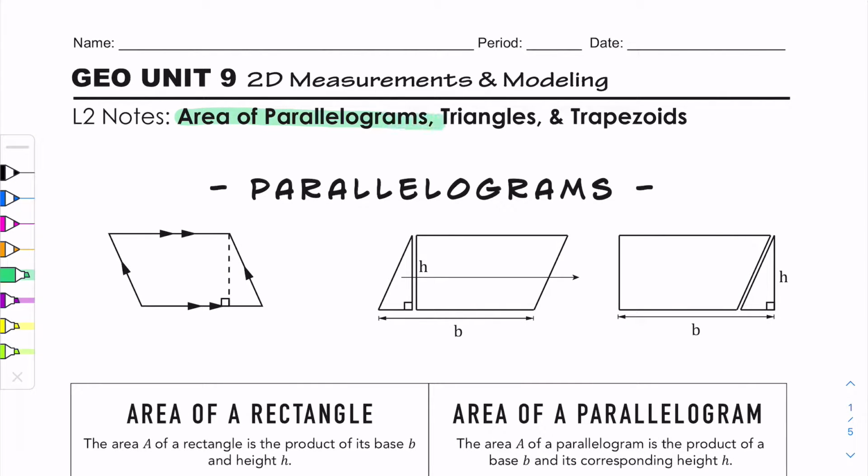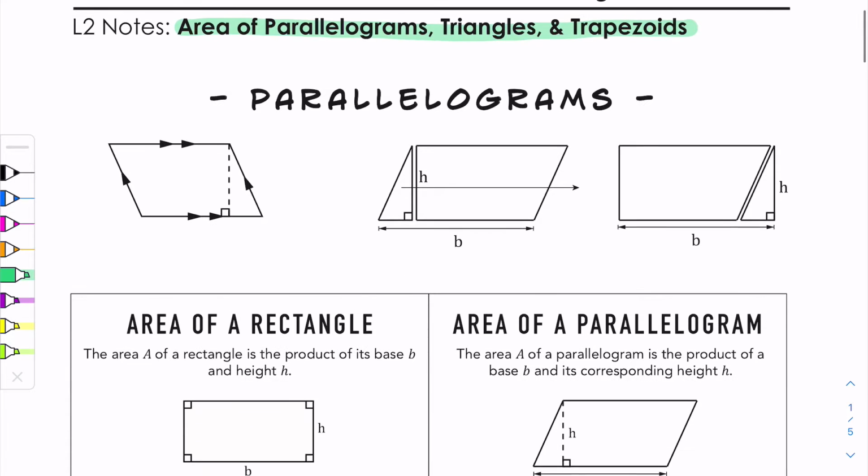The area of parallelograms, triangles, and trapezoids. We're going to start by looking at parallelograms. And within a parallelogram, which is this figure here, opposite sides are parallel and congruent.